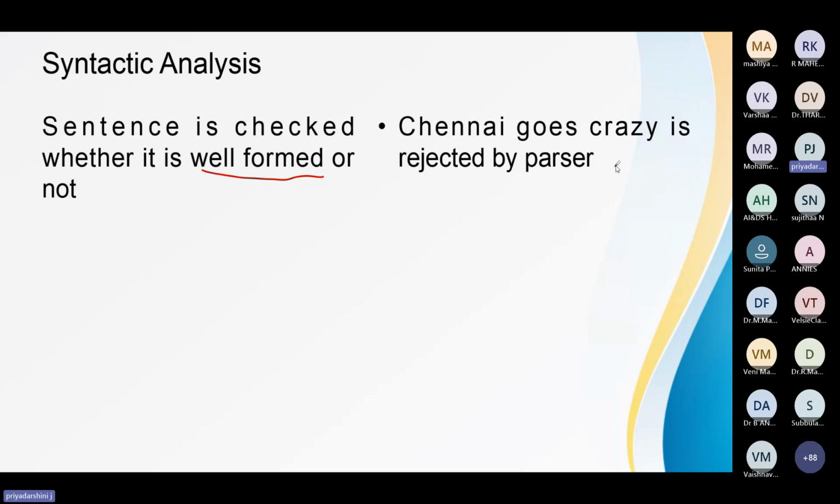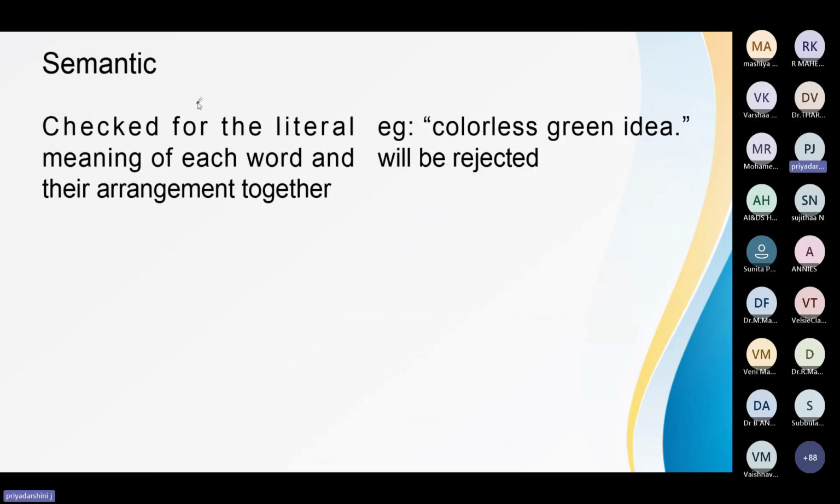When it is being named as Chennai as a place, we cannot say the place is going crazy, right? So the parser will reject it for sure. Semantic analysis: you check for the literal meaning of each word. If you see here, I am just giving "colorless green idea", which means I've got an idea, but I don't know how far it will work. That is the literal, that is how we talk. Fine. But the parser will not accept it. It will simply reject it.